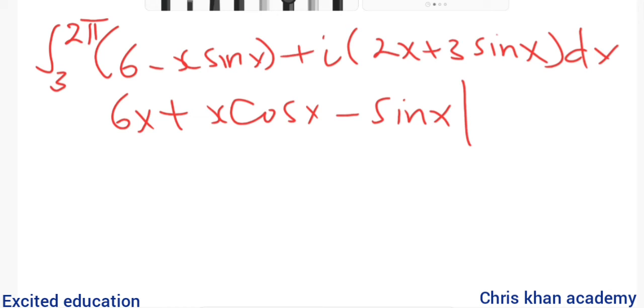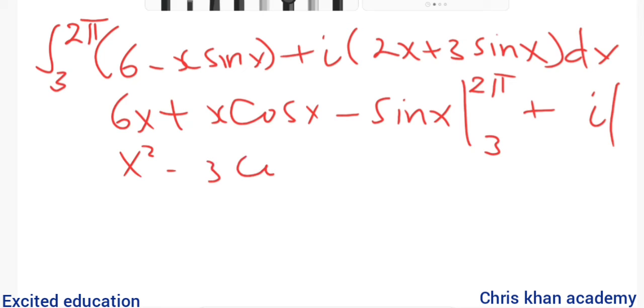This we are going to integrate with respect to x. This will be equal to x squared minus 3 cosine x, since the integration of sine x is minus cosine, with respect to the interval from 3 to 2 pi. Then we are going to evaluate, replacing x with the limits, and you get the final answer.